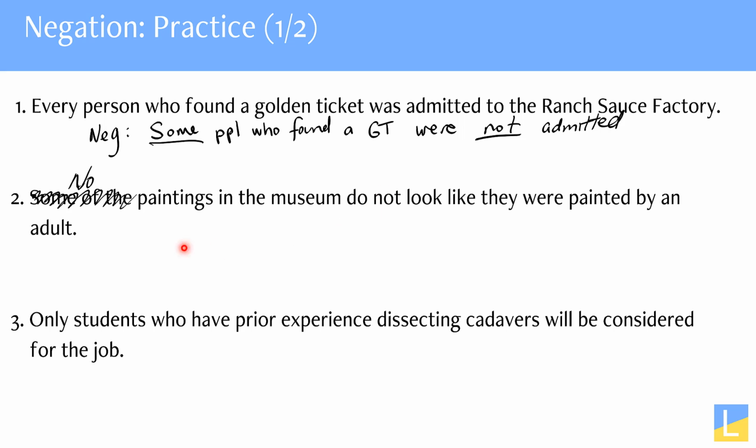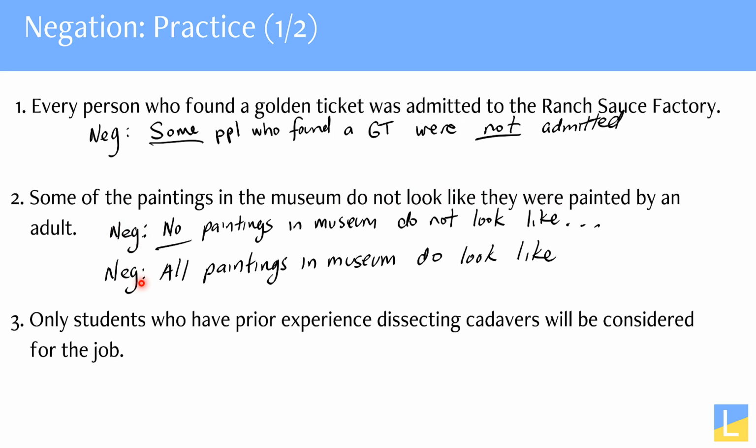And when you have that double negative, you can actually just cancel it out. So this actually means the paintings in the museum look like they were painted by an adult. All paintings in the museum look like they were painted by an adult is the same thing as no paintings in the museum do not look like they were painted by an adult. And I've written both versions of the negation down here. Of course, this bottom one is probably easier to understand. So just to recap, how did we get here? We turned the some into no. That's how we got the first version of the negation. And then we apply the double negative here. We cancel out this no with this not, and it becomes all paintings in the museum do look like they were made by an adult.